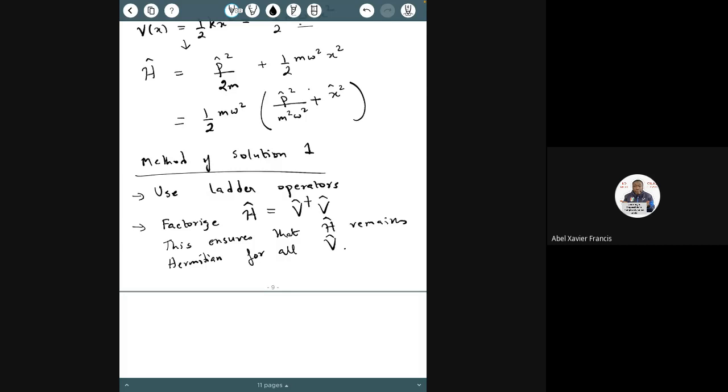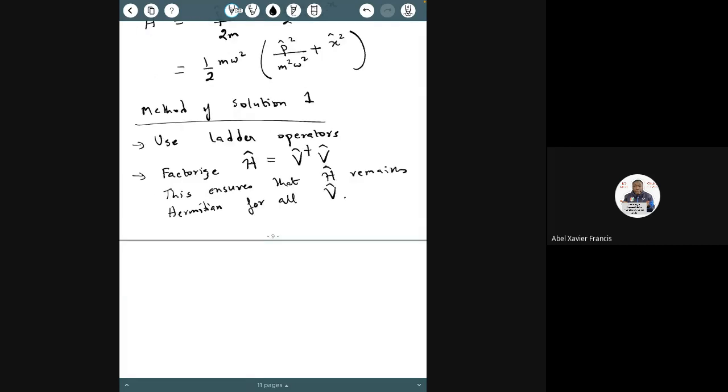Again, this is a wise-after-the-event procedure. It's not like people knew as soon as they looked at the Hamiltonian that this is how you have to do it. Many people have tried in many different ways. And finally, this is what turned out to be the neatest and the nicest. So this is what you learn, but of course, this is not how it was discovered. So we will factorize it into V dagger V.